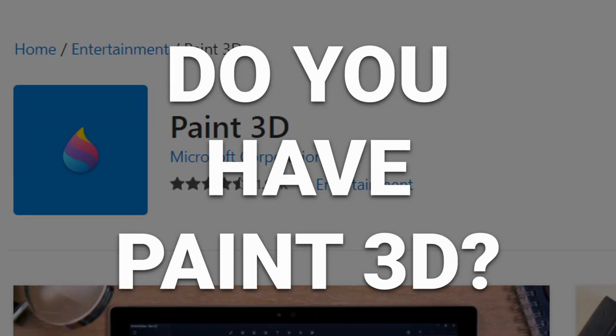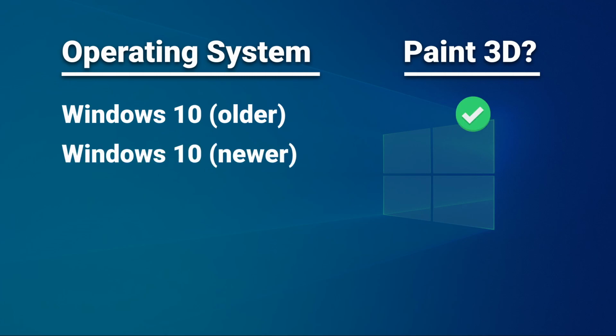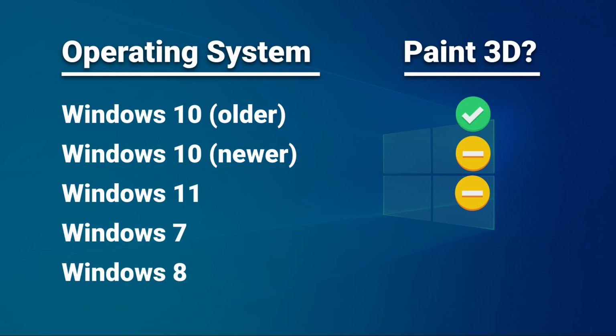Now, do you have Paint 3D on your computer? If you have an older install of Windows 10, meaning that you've had Windows 10 for a while, that answer should be yes. If you have a newer install of Windows 10, or if you have Windows 11, then Paint 3D is not automatically installed by default. You can download the Paint 3D app from the Microsoft Store. I'll include a link for it in the description. If you have an older version of Windows, such as Windows 7 or Windows 8, or if you have a Mac, then unfortunately you won't have access to Paint 3D.